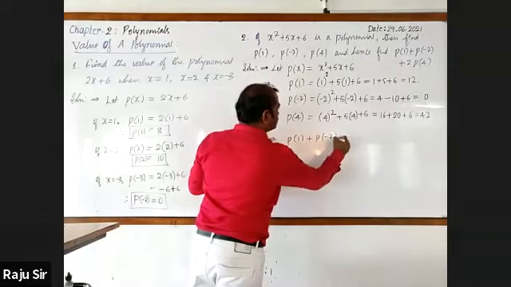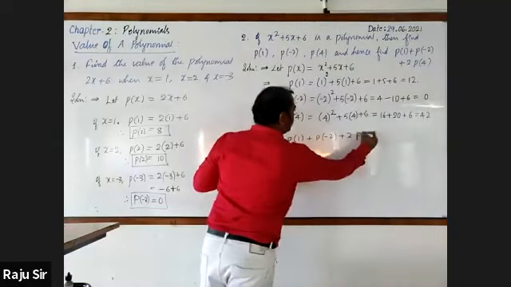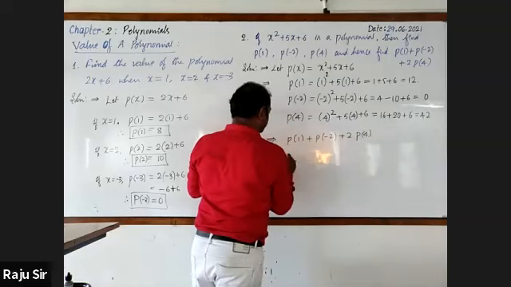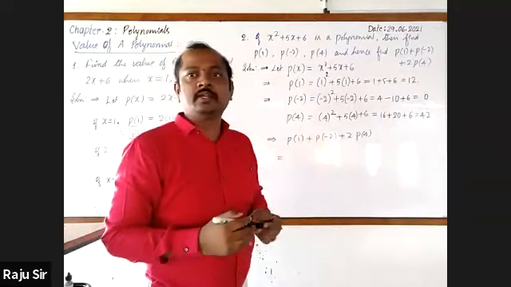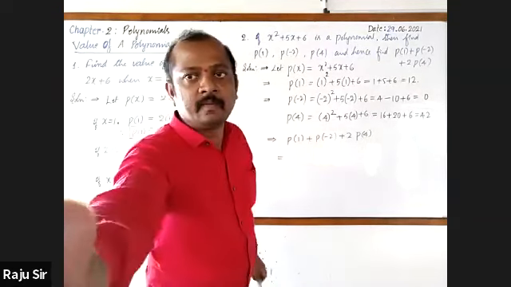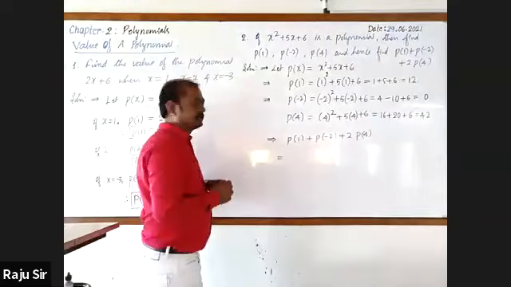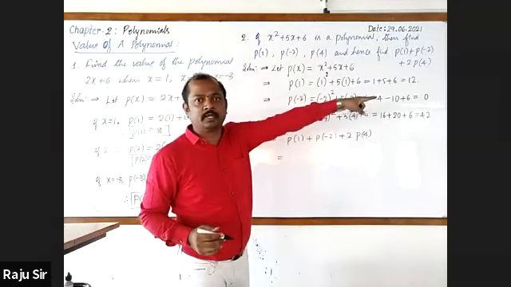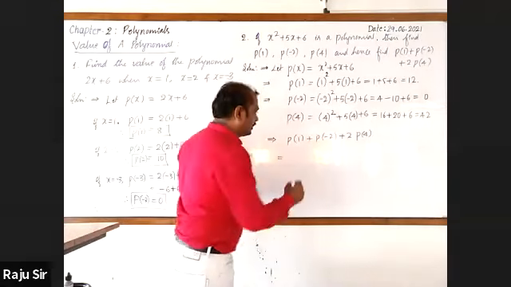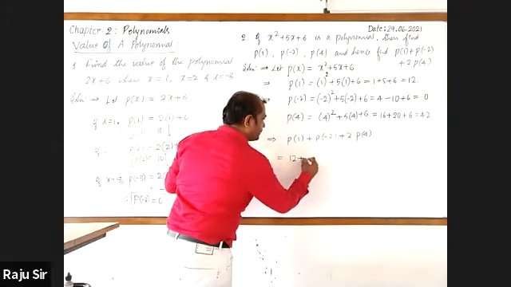P of 1 plus P of minus 2 plus 2 into P of 4. It is equal to. Ananya, have you written? Right. The P of 4 we have already found out. The value of P of 1 is 12. So let's write here. Plus P of minus 2. P of minus 2 is 0.